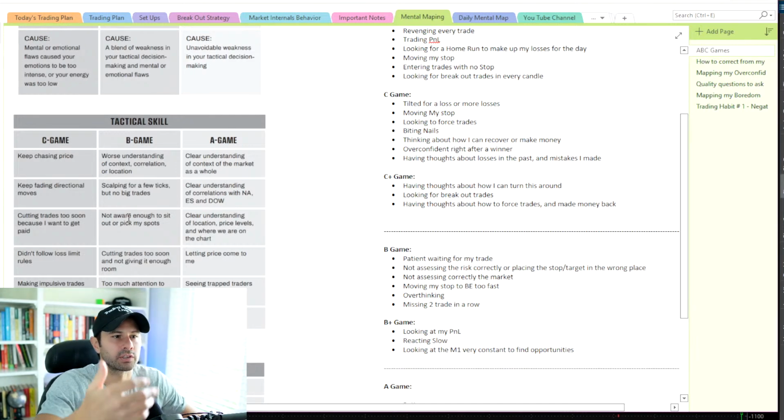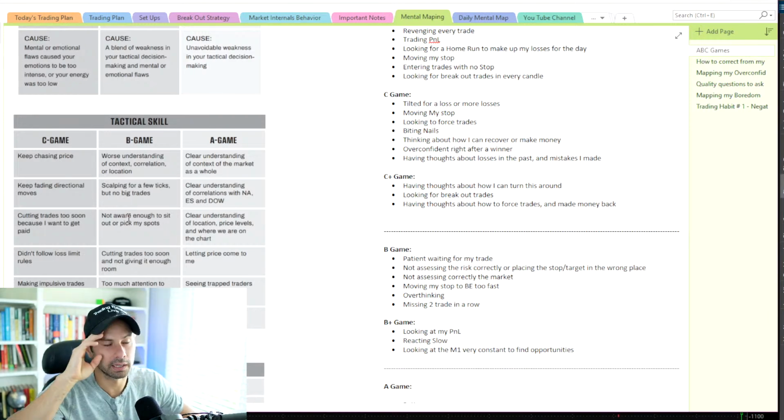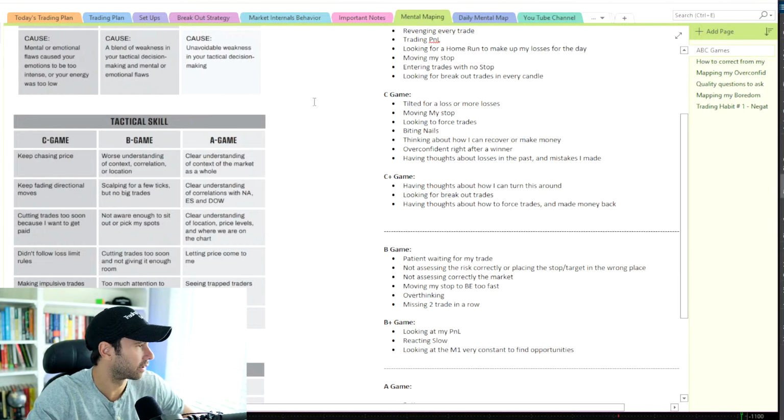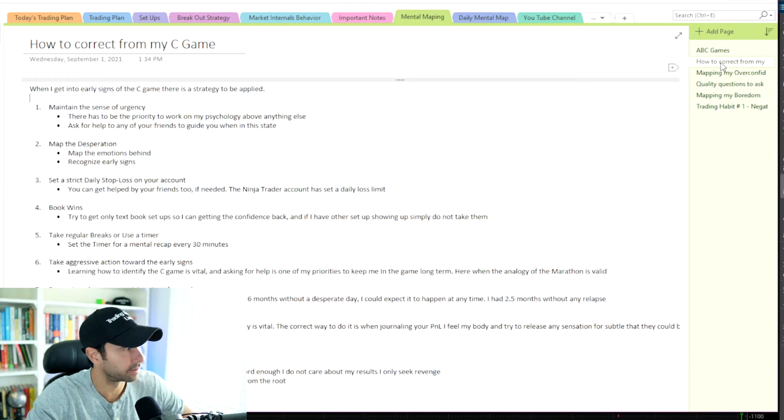All right, so what is your reaction to the market, right? The market is going to do whatever it's going to do. The only thing you can control is how you react to it, right? And the more neutral you are, the better trader you will be. Okay, that's what my experience has been. Okay, so you can look for your ABC game and how to correct them.